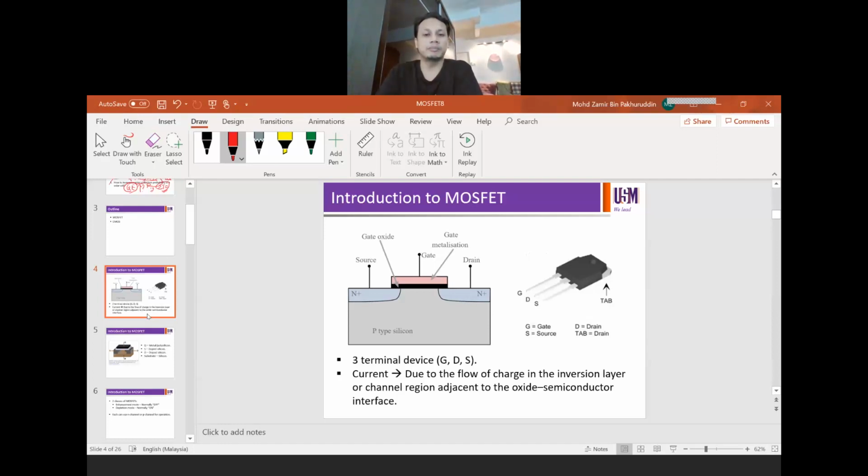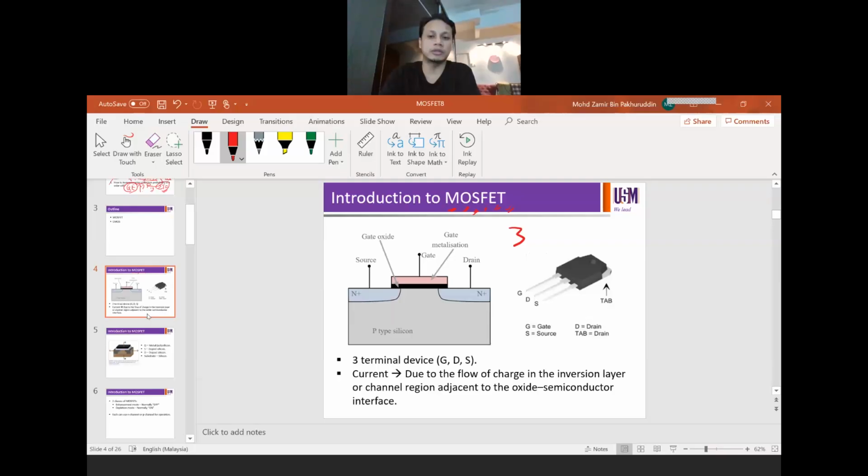CMOS is actually a metal oxide semiconductor field effect transistor. So it's a form of field effect transistor. Why is it called MOSFET? So let's have a look at the basic structure of a MOSFET.